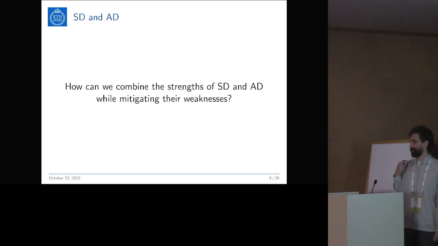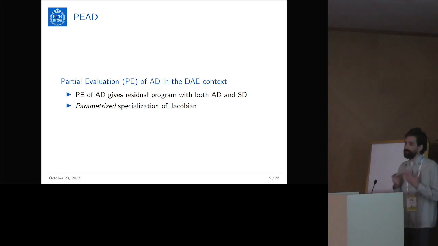So the question is how we can combine the strengths of SD and AD while mitigating their weaknesses. And we propose to use partial evaluation of AD in this DAE context. Partial evaluation of AD has been explored before in the literature, but not in the context of DAEs. And partial evaluation of AD gives a residual program which will then contain, in the general case, both AD and SD.